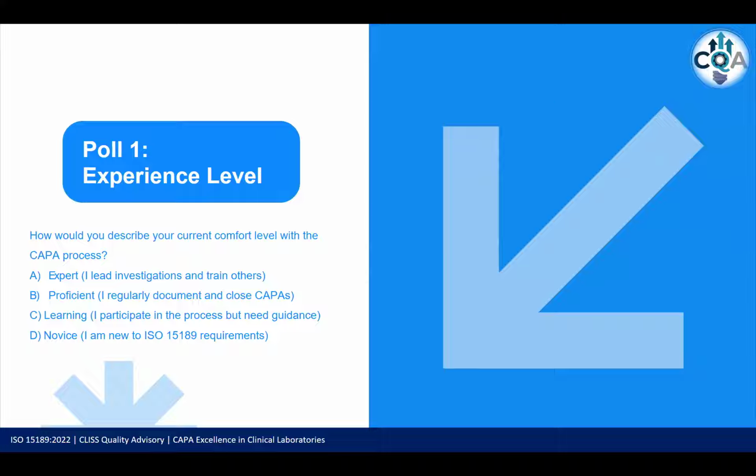The question is, how would you describe your current comfort level with the CAPA process? The options we have are expert, you are able to lead investigations and train others, or you are proficient, you regularly document and close CAPAs, or you are in the learning phase, you participate in the process, but you need guidance, you are not really confident. Or finally, you are just a novice, you are new to ISO 15189 requirements or QMS requirements in general, and you are here to learn and learn and learn.